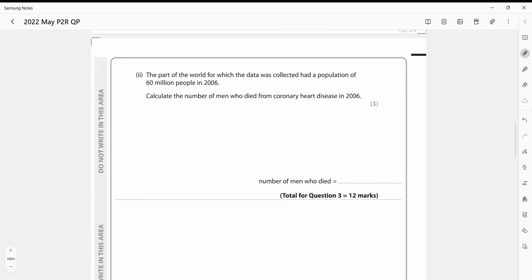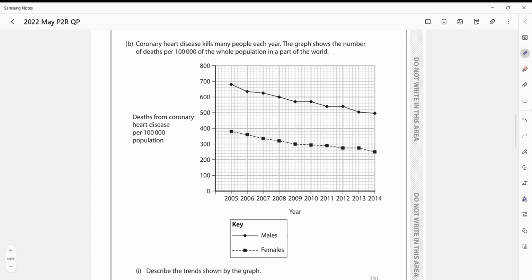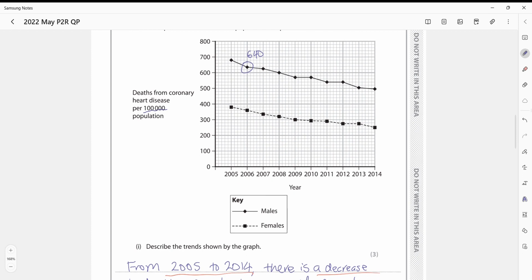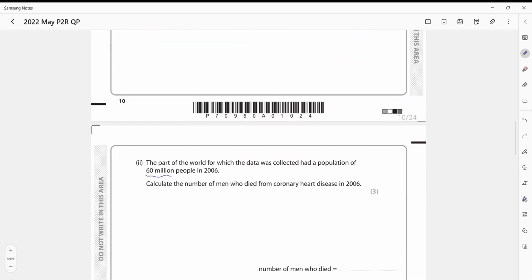The part of the world for which the data was collected had a population of 60 million people in 2006. Calculate the number of men who died from coronary heart disease in 2006. Okay, let's go back up here to this graph. According to the graph in 2006, there are 640 deaths per 100,000 of a population. So I'm going to write down a little ratio here. Deaths and population, right? So we'd have 640 deaths per 100,000 people. And it says here that the total population is 60 million.